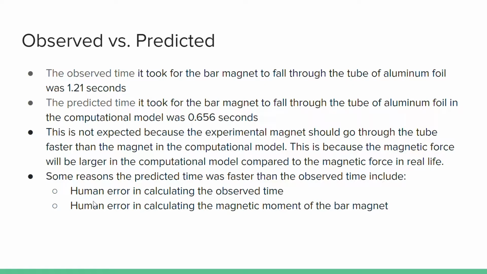the computational model. This is because the magnetic force will be larger in the computational model compared to the magnetic force in real life. Some reasons the predicted time was faster than the observed time include human error calculating the observed time and human error calculating the magnetic moment.